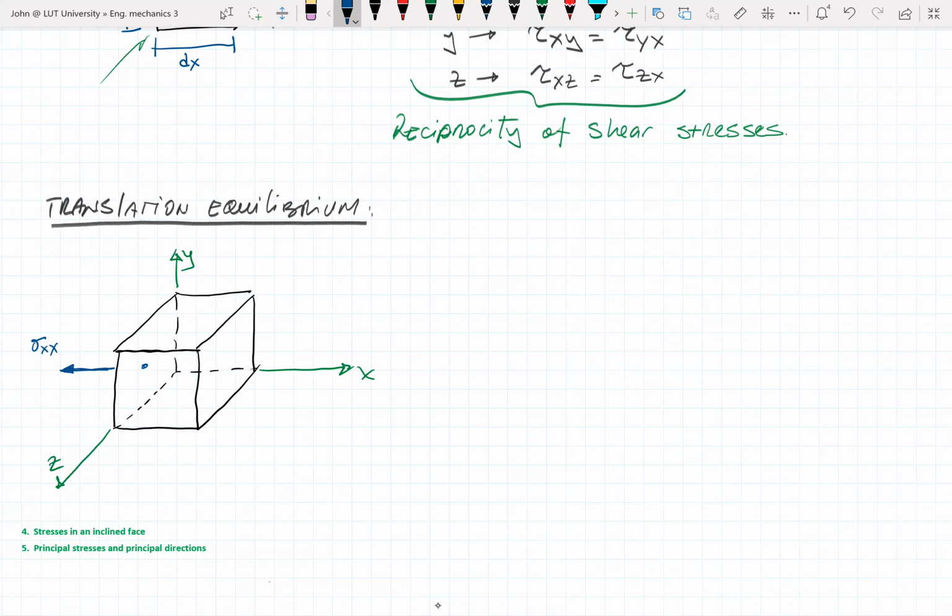According to the way we oriented these shear stresses, I will have this tau xy, and I will have also tau xz. Now, if I come to the positive phase, we'll try to demark this as the negative phase. Then the positive phase, this one here.